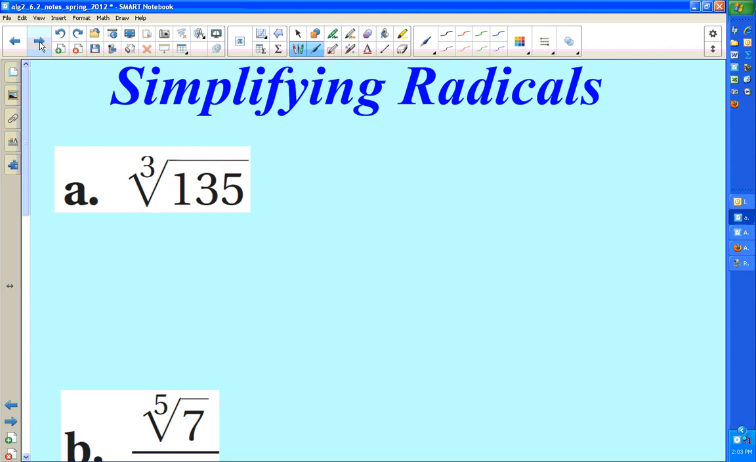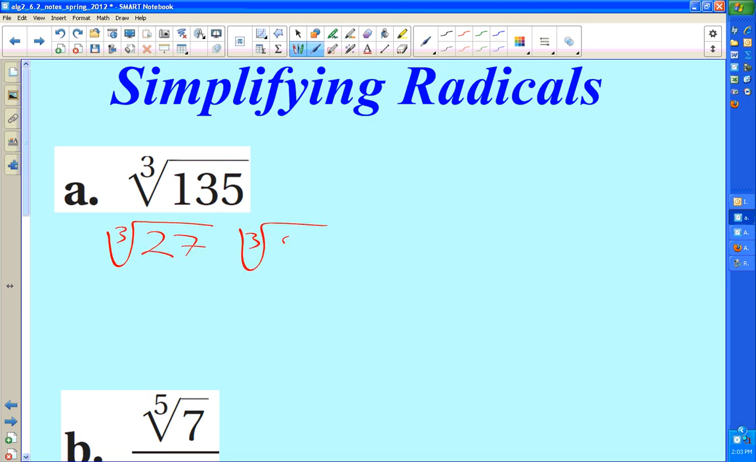So the cube root of 135. What I'm looking for is two numbers that multiply to give you 135. Why are you making that face at me? 45 and 3. Which of those is a perfect cube? Neither of them. So you pick two bad guys, which is fine, but we need good guys. 27 and 5. Good guy, 27.